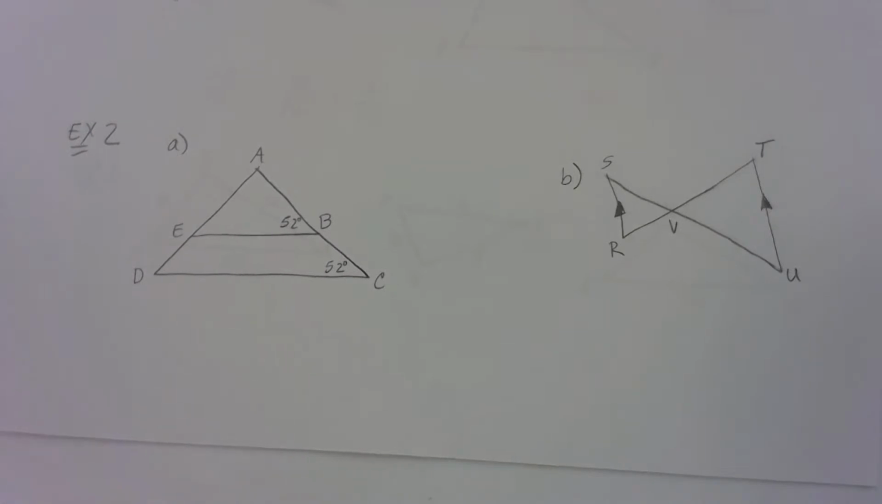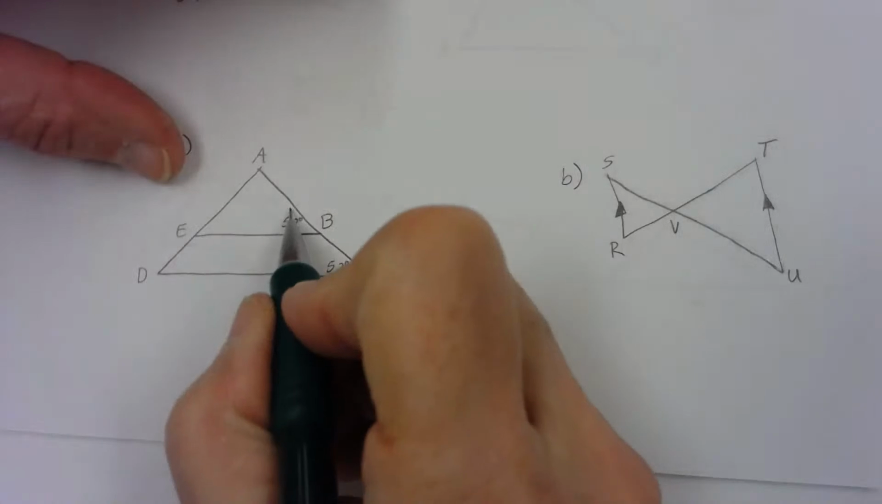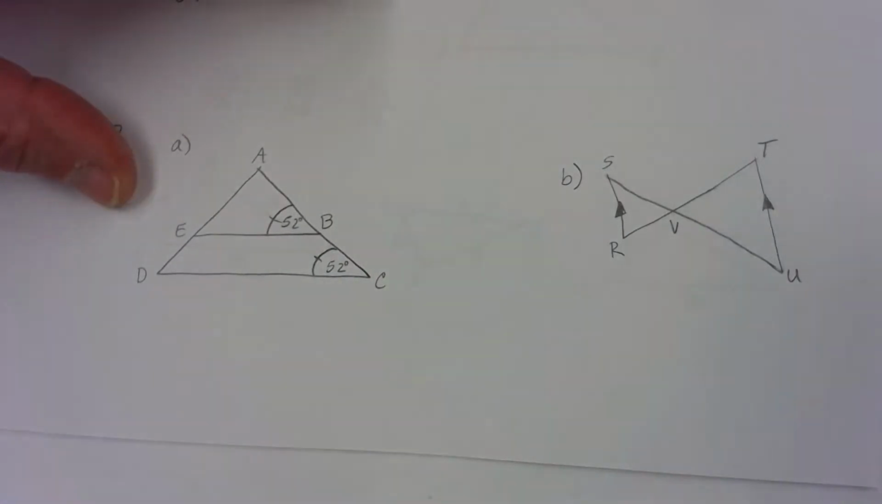Example 2 says the same thing. It says show that the two triangles are similar, but that's all it says. Show that the two triangles are similar. Okay, so in this one right here, you can see, because of the way it's written, that this is equal to that. Oh, but look at how they're related.